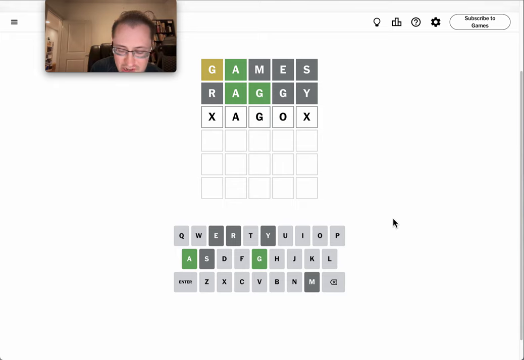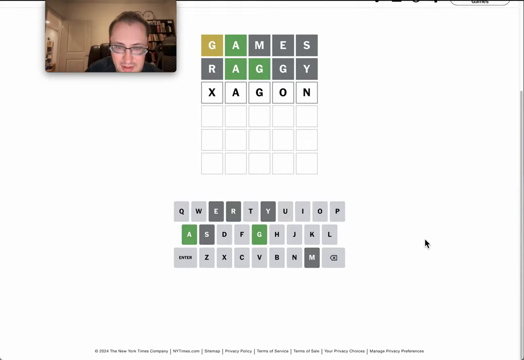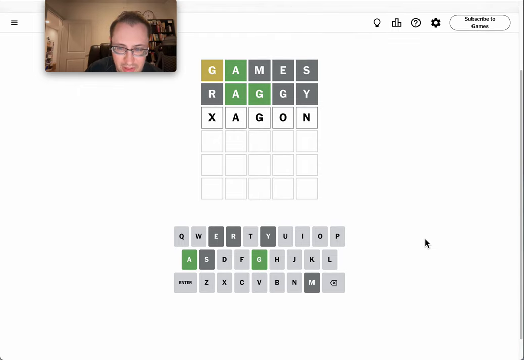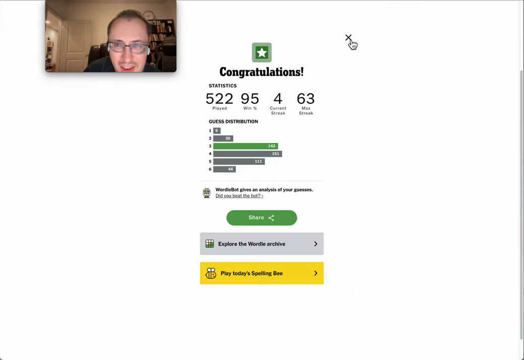End up with A-G-O-N as a likely ending. Situation like that. Wagon, I think, is the only thing that fits that particular pattern. I'll take it. How did that happen?